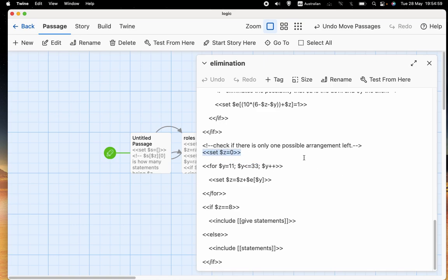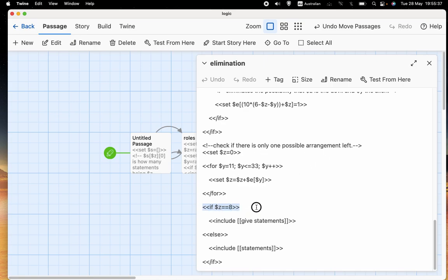We set Z equal to 0. We go from 11 to 33, and we add to Z the value of EY. And of course, EY is always going to be 0 or 1. So in other words, every time there's a possibility that's been eliminated, we add 1 to Z. Or to say it even simpler, Z is the number of arrangements that have been eliminated. And if Z equals 8, that means we've eliminated all possibilities except 1, because there are 9 possibilities, counting the impossible 11, 22, and 33.